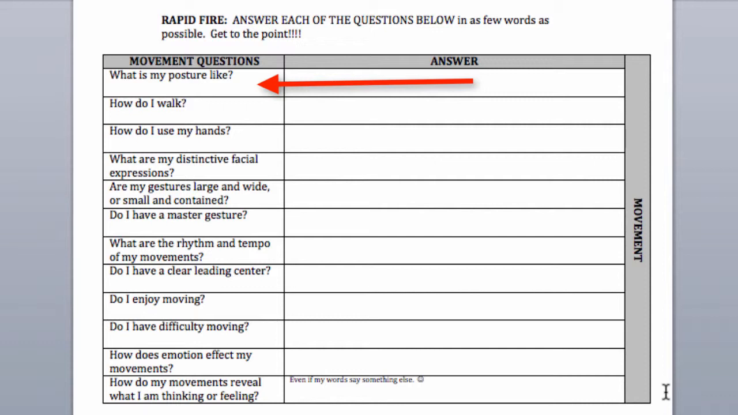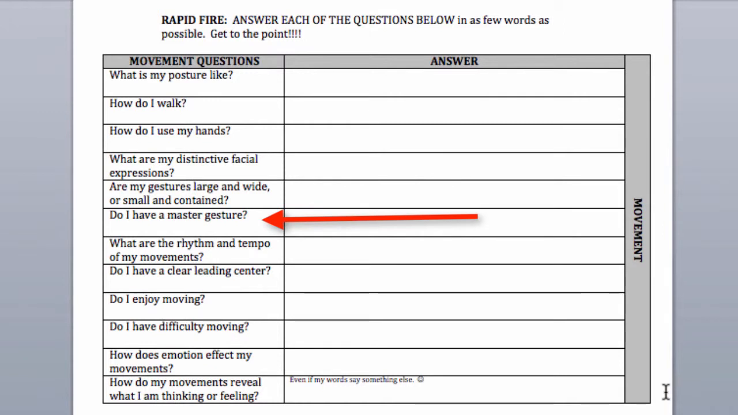So, what is your posture like? You see, a character isn't just expressed through his ideas and his beliefs. We explored that in the first parts of the character analysis. The character is also expressed in the body. So, what is your posture like? How do you walk? How do you use your hands? What are your distinctive facial expressions? Are your gestures large and wide or small and contained? Do you have a master gesture?